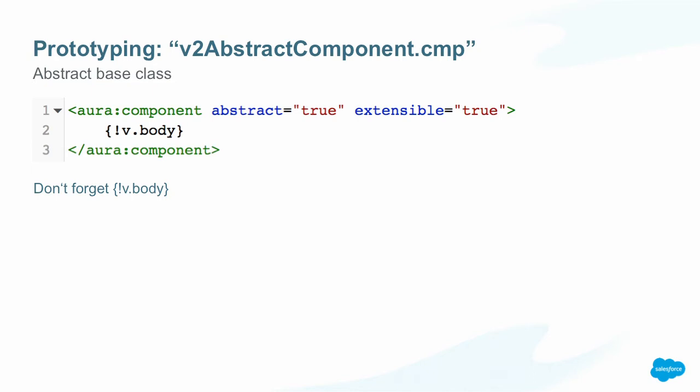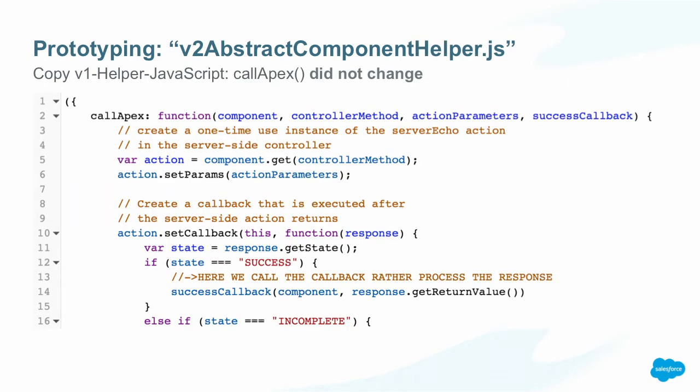So for now, we just remember doing v.body and doing abstract equals true, extensible equals true. That's all for now. Then I can use a helper method, and I do not need a controller because, as I said, it's just a template. I would just want to use this in the background. So what I'm doing, I just copy and paste what we have in the v1 component. The call Apex method has not changed. I just use it from the previous example and put it in another code location.